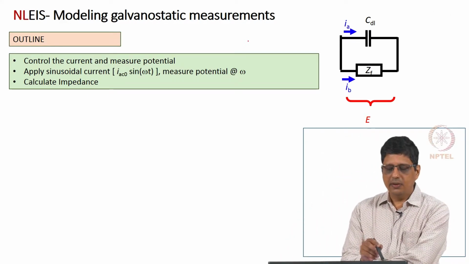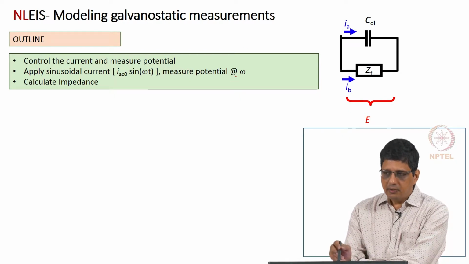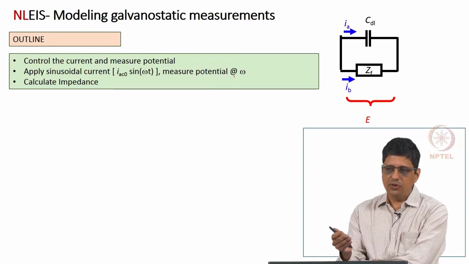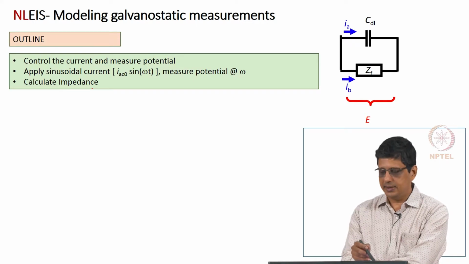So, the outline: we want to apply a sinusoidal current and measure the potential at omega. Basically it means we will apply a Fourier transform and then look at the magnitude and phase at the fundamental, and then calculate the impedance.